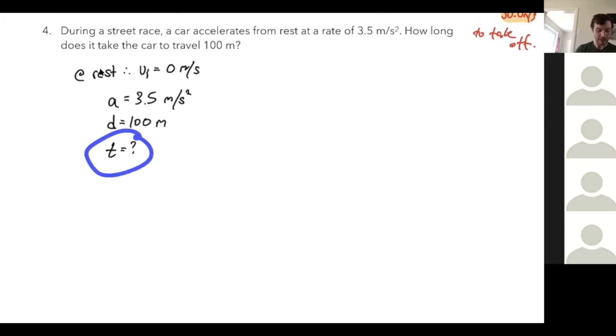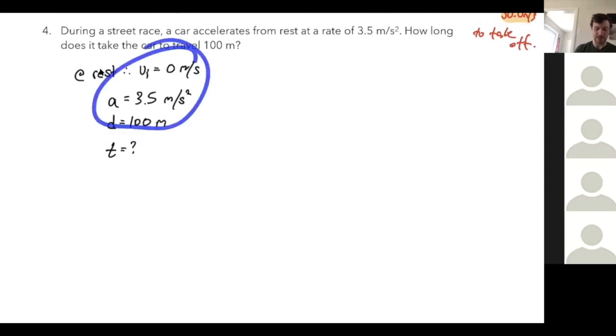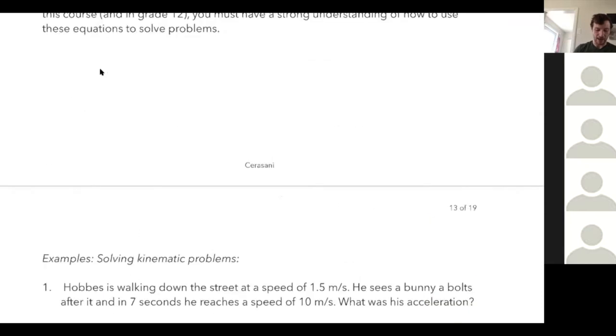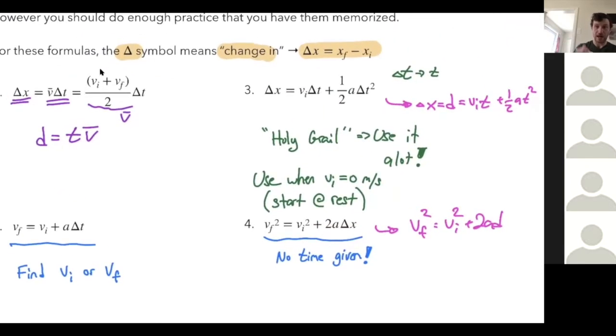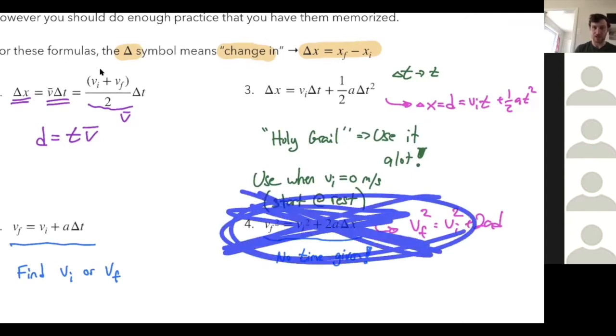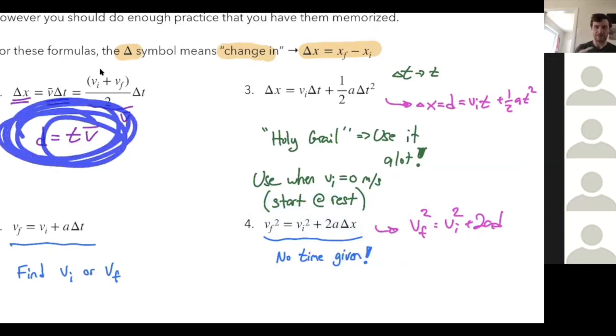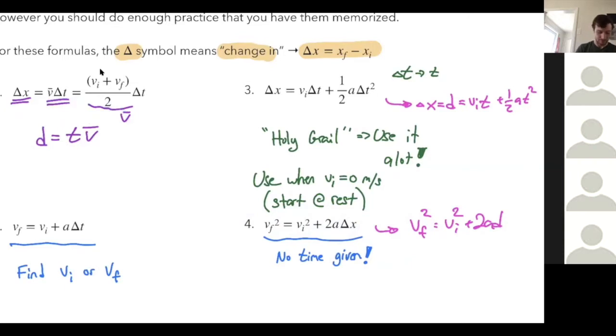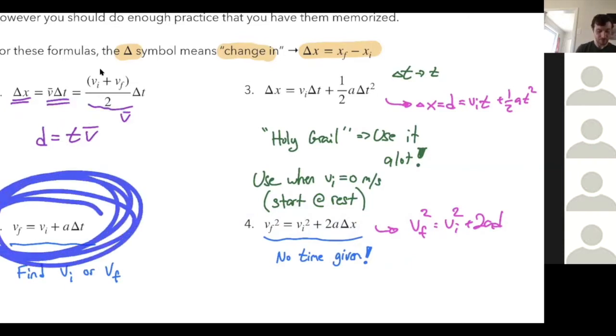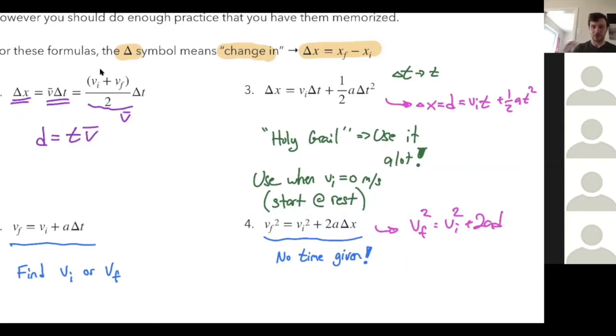What do I have? What's given? Okay. I'm looking for time. I have some speeds, an acceleration, and a distance. So if I look back up at my formulas, I'm looking for time. Number 4 is not really that useful because there's no time there. Distance, time, velocity, we have an acceleration, so that one's not awesome. What about number 2? Well, there's no distance. We're given a distance. We need to use that distance somehow. So that one is not helpful. So automatically, number 3, the holy grail, because we're starting from rest, it's a beautiful equation to use.